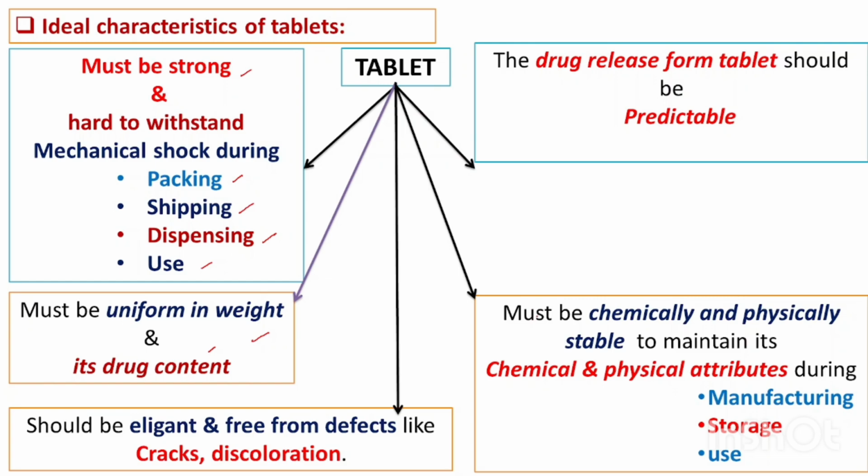Next, it must be chemically and physically stable to maintain its chemical and physical attributes, meaning the chemical and physical quality needs to be fulfilled during manufacturing, storage and use. In these three stages it will fulfill its chemical and physical attributes, right?